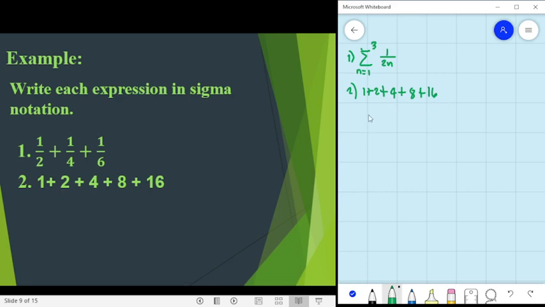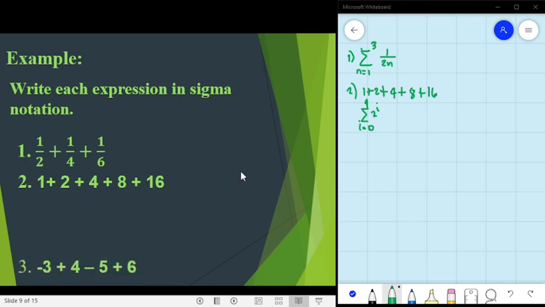So that means we can shortcut by writing the sigma notation of this series as the summation of 2 to the i, wherein i runs from 1, no, it's 0. 0, 1, 2, 3, 4. 1, 2, 4. Okay?